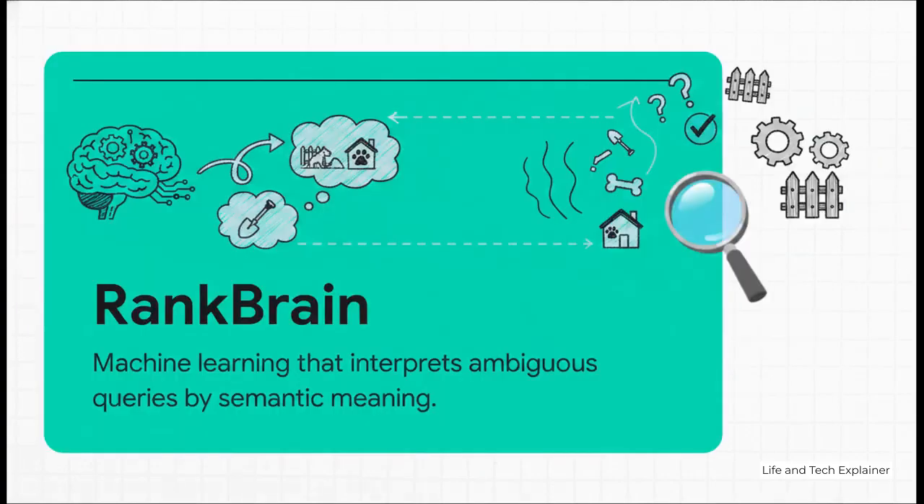Back in 2015, Google introduced RankBrain. Now, this was Google's first real integration of machine learning into search. RankBrain's whole job is to interpret ambiguous or completely novel queries by understanding semantic meaning. For example, let's say you search, "What's the best way to stop a dog digging under a fence?" RankBrain is smart enough to relate your query to broader concepts like fencing, pets, and gardens, delivering incredibly helpful results even if those exact words aren't a perfect match on the page itself.